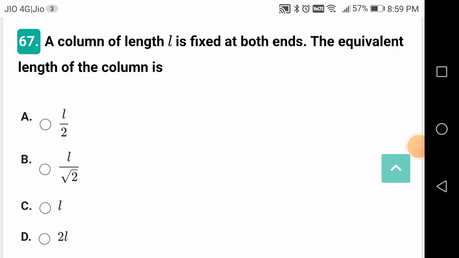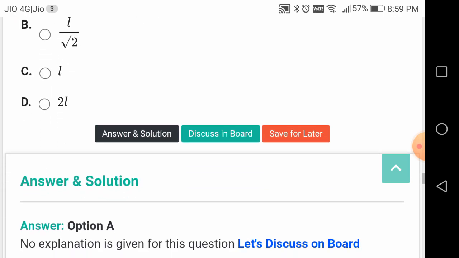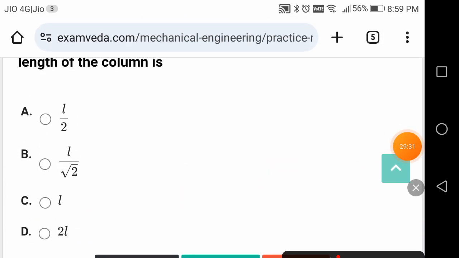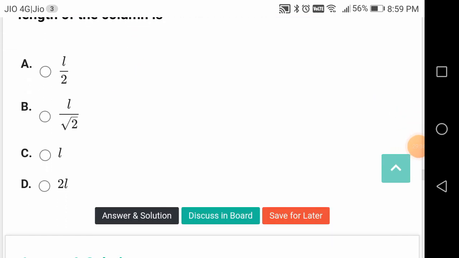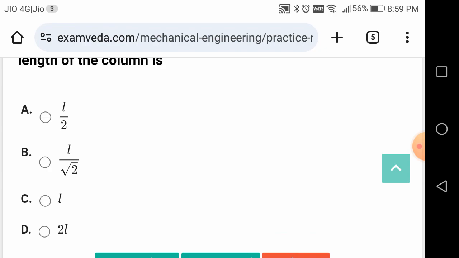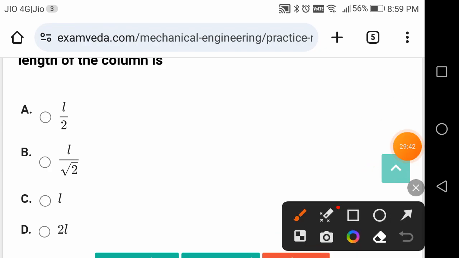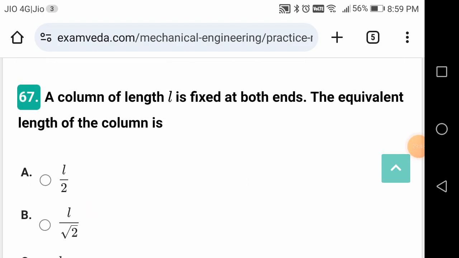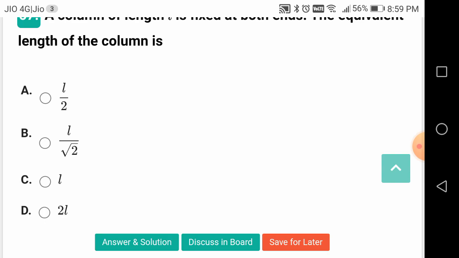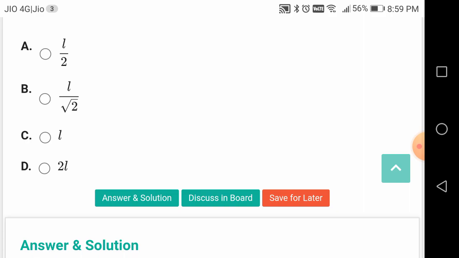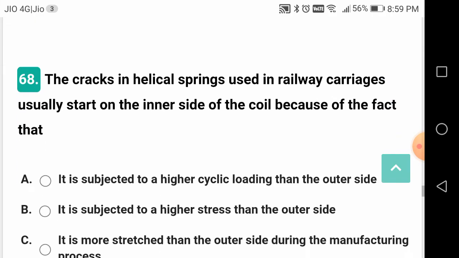The column of length L is fixed at both ends. The equivalent length is, a good question friends. So this is A, L by 2. Right, L by 2. So L for both ends hinged, L by 2 for this condition, and 2L for one end fixed, other end free, something like that, friends. L by root 2 for one end fixed and other end hinged, please check it. So for these four different end conditions, you have the equivalent length.